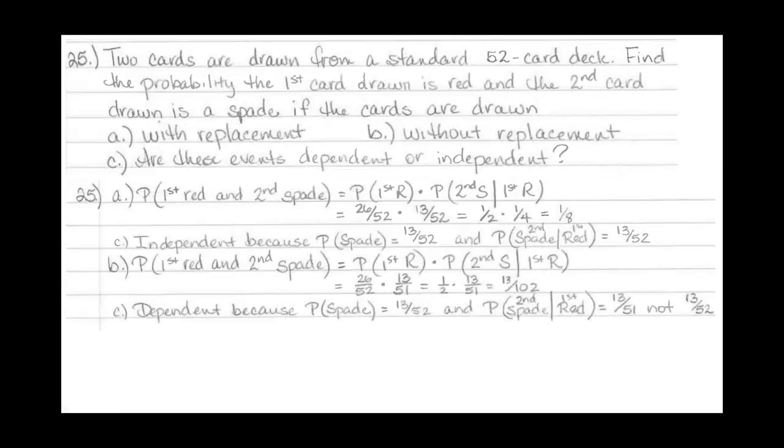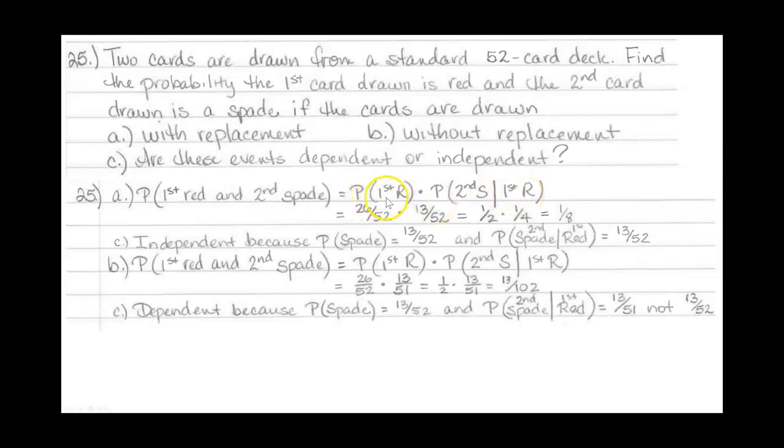All right, for 25, we're drawing 2 cards this time. 24, we were only drawing 1 card. 25, we're drawing 2 cards from a standard 52 card deck. And we want to know the probability that the first card drawn is red and the second card drawn is a spade. And we're going to look at that with replacement and without replacement. So let's start with replacement. If it's first card red and second card spade, then we're going to do our and statement. So that would be first card red times second card spade given the first card was red.